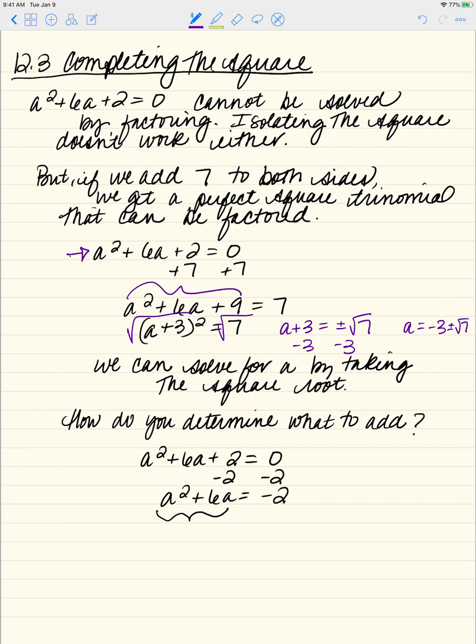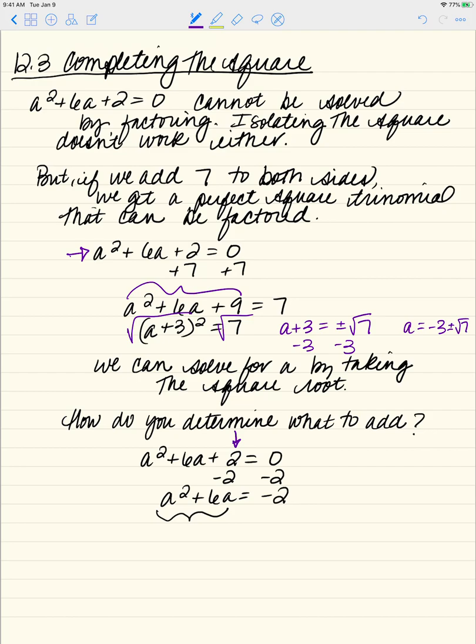That, in essence, is what's called completing the square. Looking for an addend that we can add to both sides of a quadratic equation that will give us something that we can then solve for, thus completing the square. How do you determine what to add, though? You do that by taking c right here and moving it over to the other side, okay? That gives you a squared plus 6a is equal to negative 2.